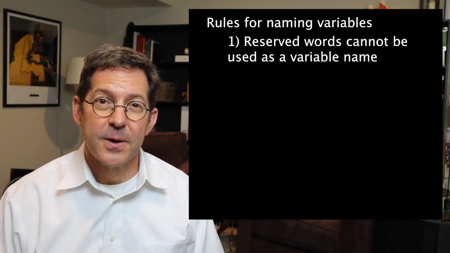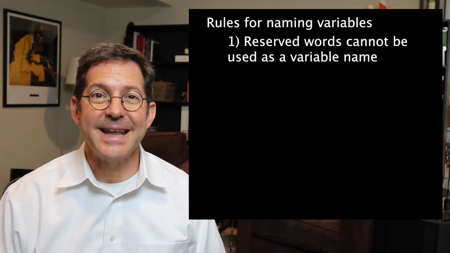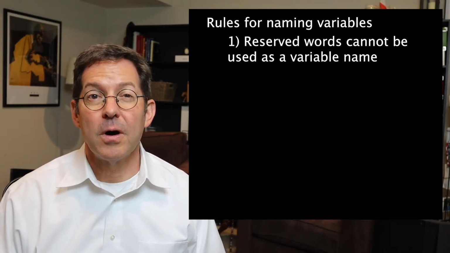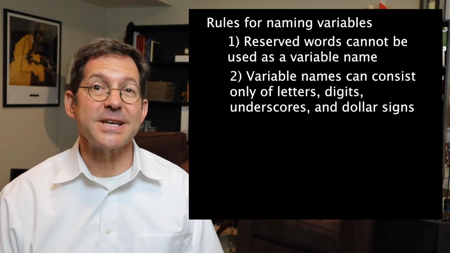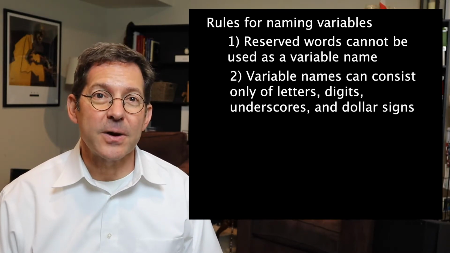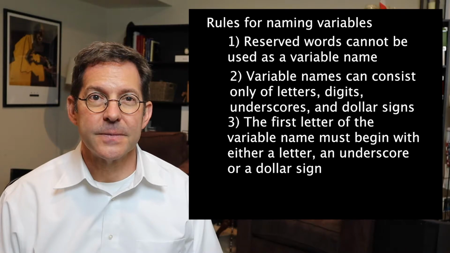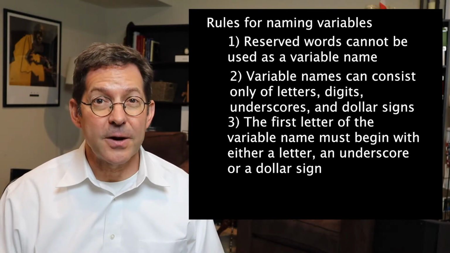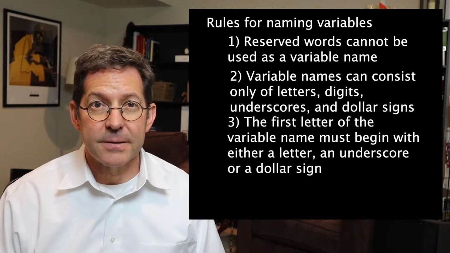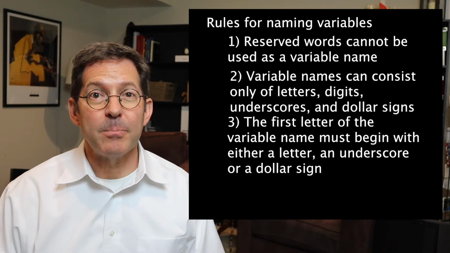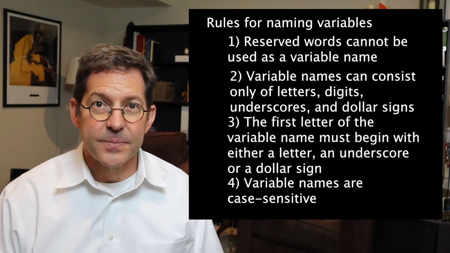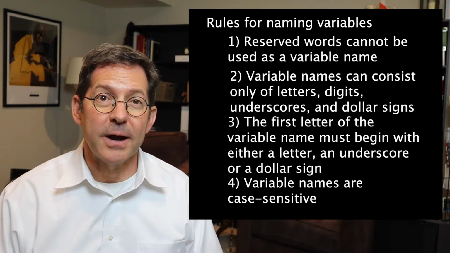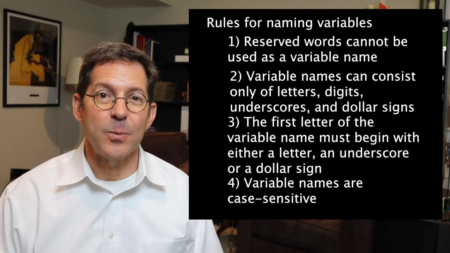In JavaScript, variable names must follow a few rules. Reserved words cannot be used as a name. You cannot name a variable var. Names can consist only of letters, digits, underscores, and dollar signs. All other characters on the keyboard are not allowed. The first letter of the name must begin with a letter, an underscore, or a dollar sign. Notice that digits cannot be the first character. Lastly, names are case sensitive. When we use the variable later in the program, we must type the name exactly the same way as we declared it.